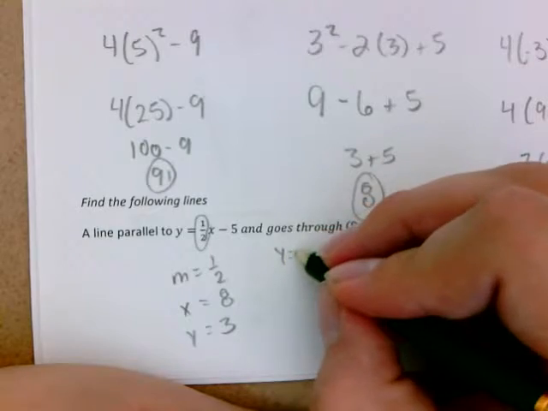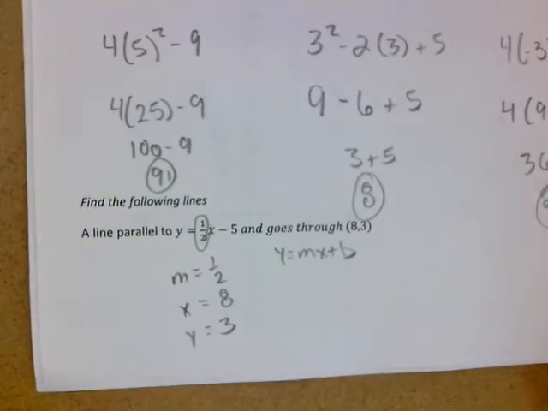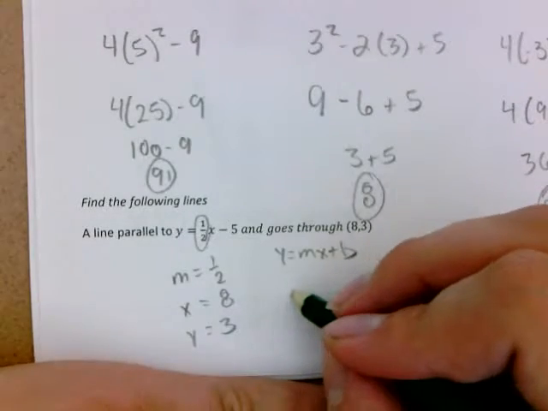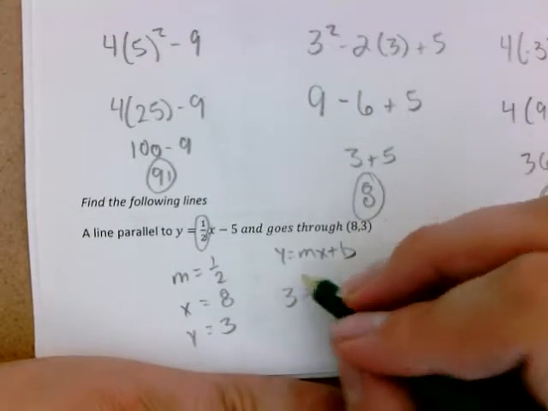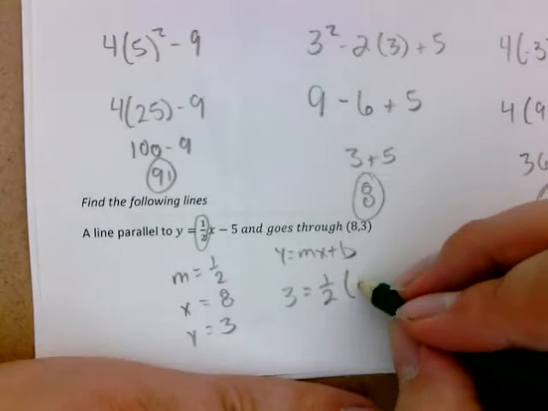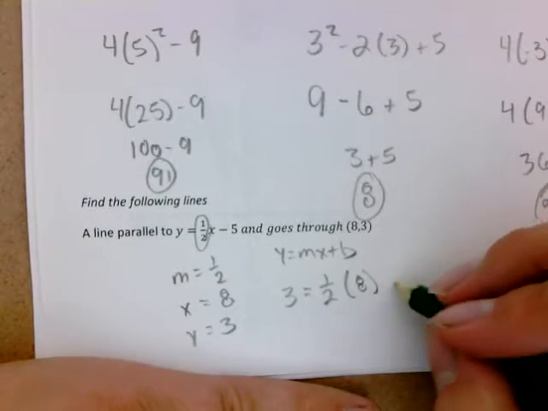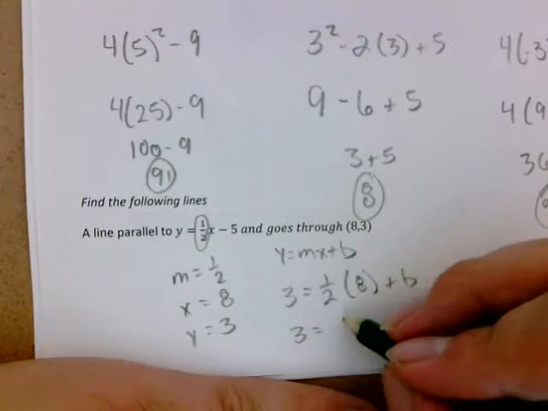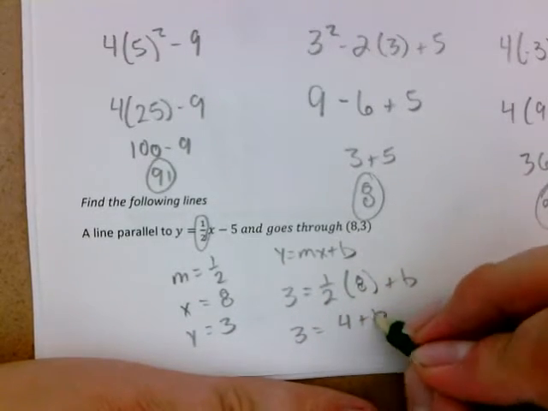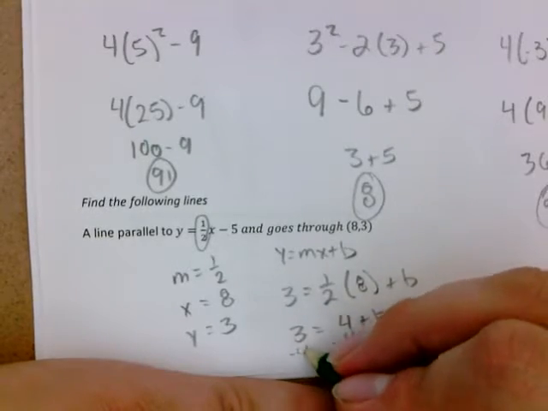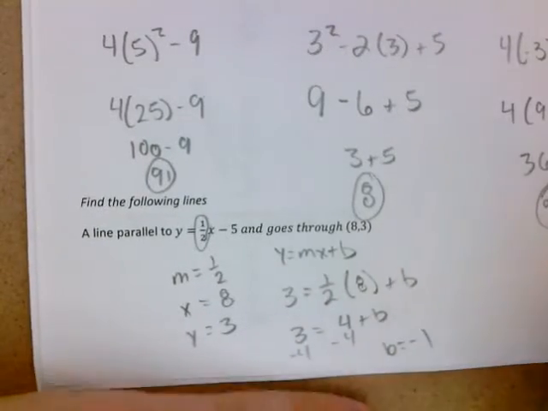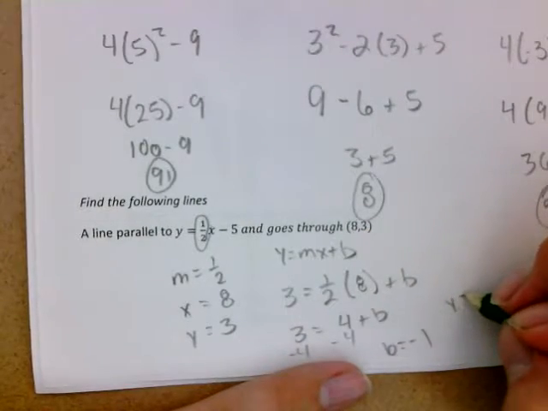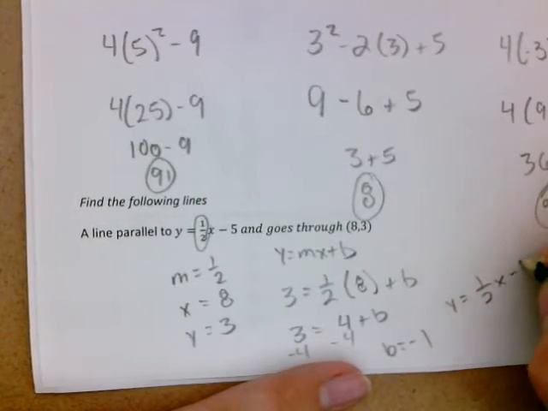We're going to plug it into y equals mx plus b because we got to find all 4 letters. We found y and x, we find m and b. So it becomes 3 equals m, which is 1/2, x is 8, plus b. So 3 equals 1/2 of 8 is 4 plus b. Subtract 4, subtract 4. B equals -1. So we know our b. We know our m. So y equals 1/2 x minus 1.